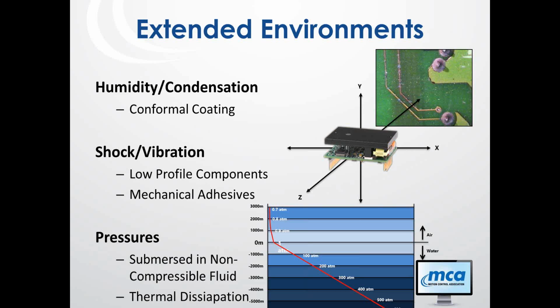How do you deal with these pressures? Whether it's low pressure or high pressure. In a high pressure system, you can submerge the whole system or your electronics in a non-compressible fluid. That could be oil. And then when you go to a low pressure system, how do you deal with your thermal dissipation? Again, you're going to start by trying to make your designs as thermally efficient as possible to begin with. Then after that, there's ways that you can deal with how to get rid of your heat.